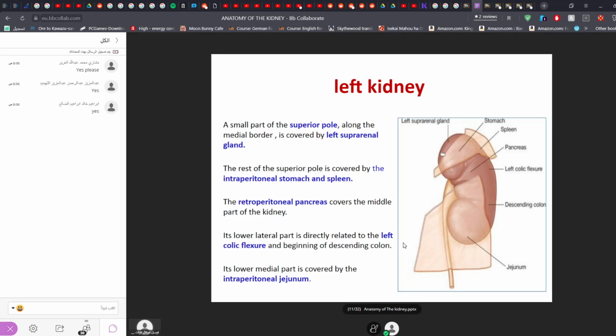If we come from above to down, the superior pole along with the medial border is covered by the suprarenal gland. Then we can see this portion of the kidney anteriorly related to the stomach and spleen because it is on the left side. Then we can see the tail of the pancreas going towards the spleen over here, so it is also crossing in front of the left kidney. Then we have the descending colon and left colic flexure, which is the splenic flexure, and the small intestine portion called jejunum in the lower part. So this is the relation of the left kidney.